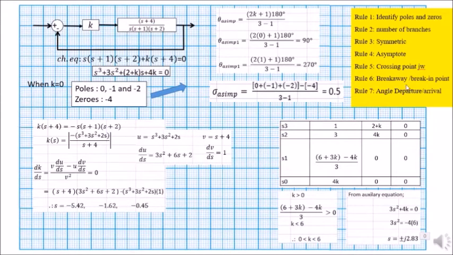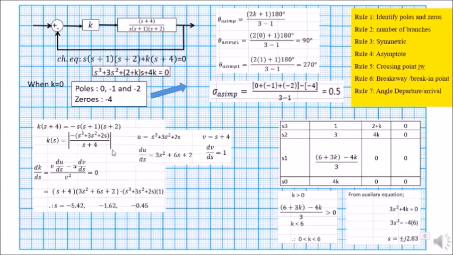Okay, to calculate the breakaway point, first we have to find the equation for K(s). Based on this characteristic equation, we just rearrange it, so K is equal to s cubed plus 3s squared plus 2s, divided by s plus 4. We just ignore the negative sign because we use the modulus here. After we get this K, in order to find the breakaway point, we have to differentiate K with respect to s. Please recall what you have learned in calculus.